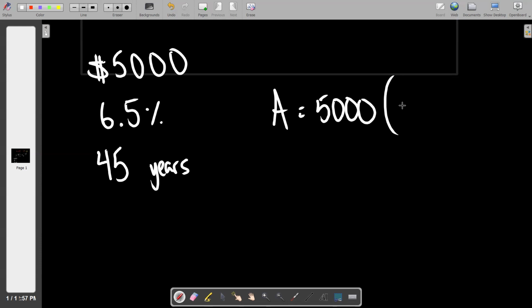And then in parentheses, we're going to put 1 plus. And then what are we going to put up on top of the fraction? If you put 6.5, that would mean 650% interest, which is nuts. 0.65 is still too big. It's 65%.